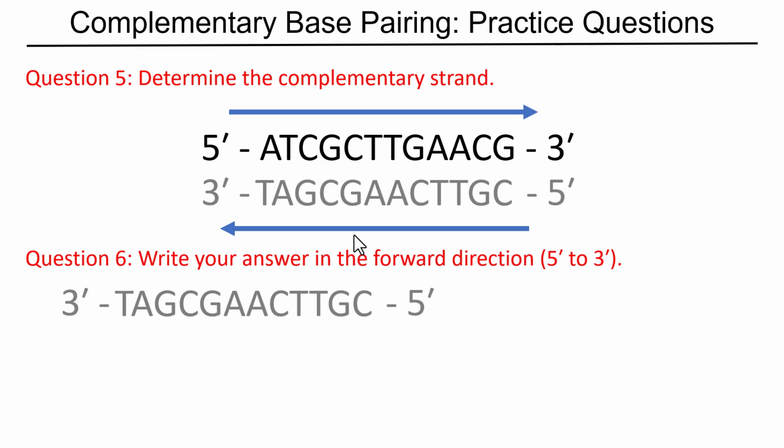So for question 6, we have to think carefully. What are they asking us to do? Are they asking us to determine the complementary strand? No. So we don't have to worry about the complementary base pairing rules of thymine base pairing with adenine and cytosine base pairing with guanine. This question is simply asking us to write the answer in the forward direction. And we know the forward direction is 5' to 3'. Now in this case, it's written backwards then, right? Because the 5' end is on the right. So if we were writing this in the forward direction, we would just rewrite it.